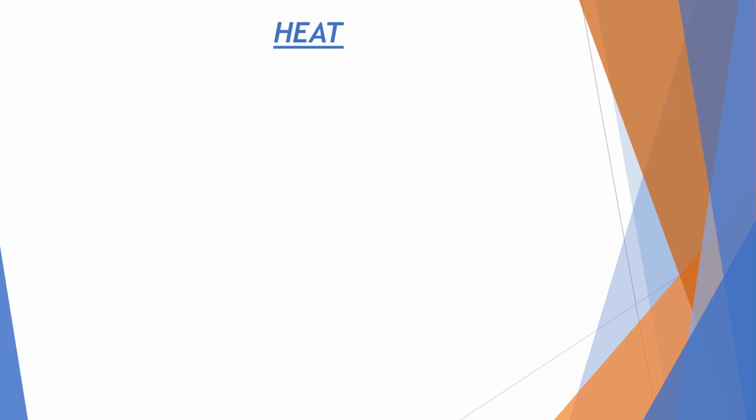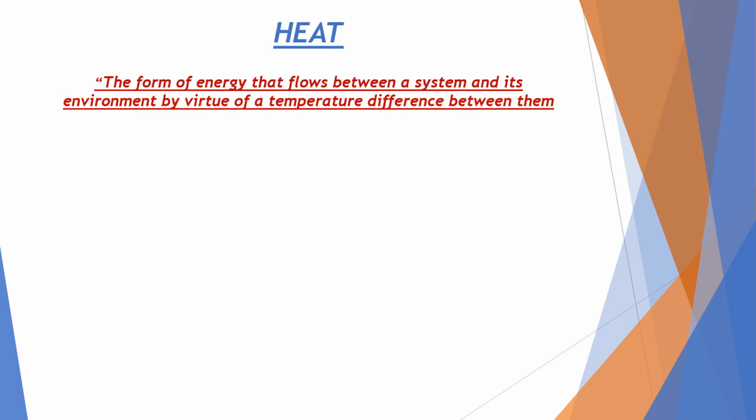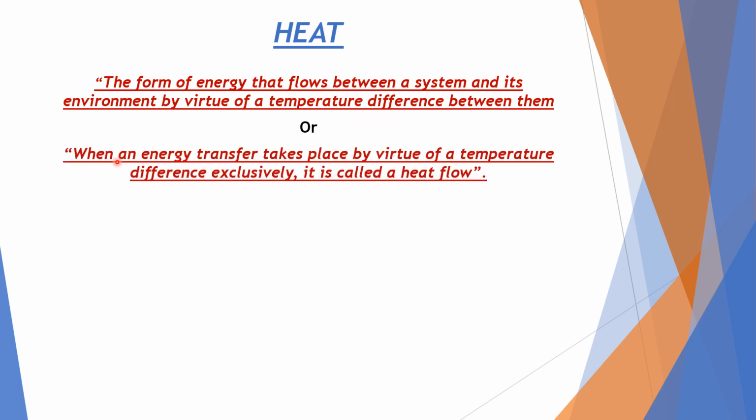Okay, let's start with heat. Heat is defined as the form of energy that flows between a system and its surrounding or environment by virtue of a temperature difference between them, or when an energy transfer takes place exclusively by virtue of a temperature difference, it is called heat flow. It is denoted by Q.